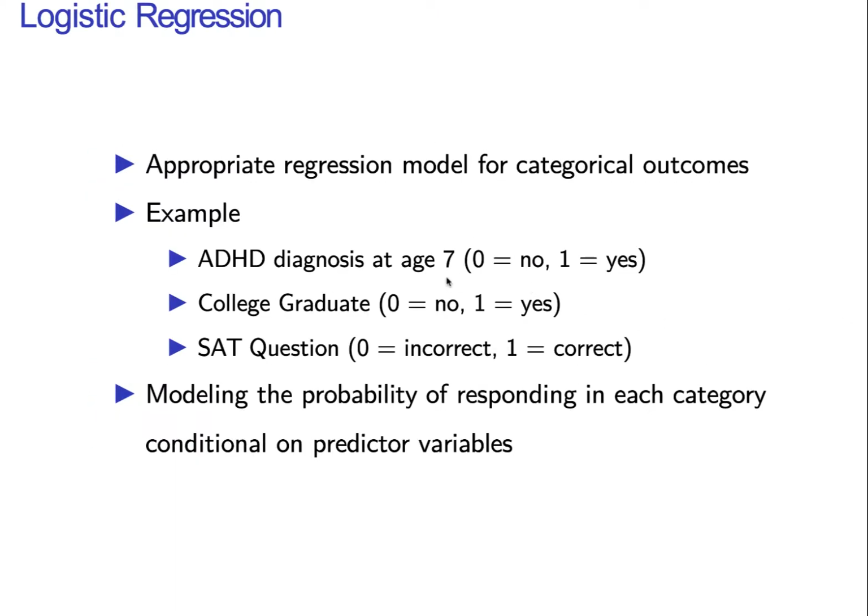Assume you want to know if a child of age 7 has been diagnosed with ADHD or not. If a specific student in our graduate school is going to graduate or not. If we want to predict if a student answers correctly to a SAT question. Again, this is a predictive model. The answer will be correct or incorrect.